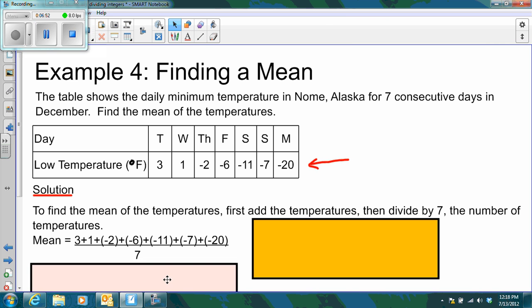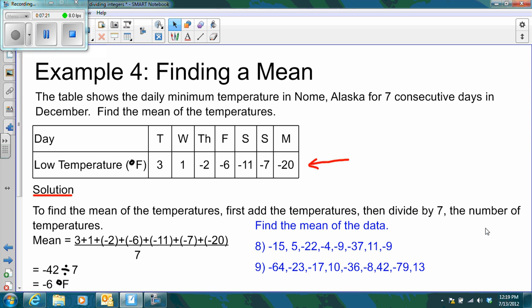So we have our mean set up this way. 3 plus 1 plus negative 2 plus negative 6 plus negative 11 plus negative 7 plus negative 20, all divided by 7 because we have 7 numbers total. So then we get negative 42 when we add up the top, divided by 7, which is negative 6 degrees Fahrenheit as the mean temperature for that week in Nome, Alaska.